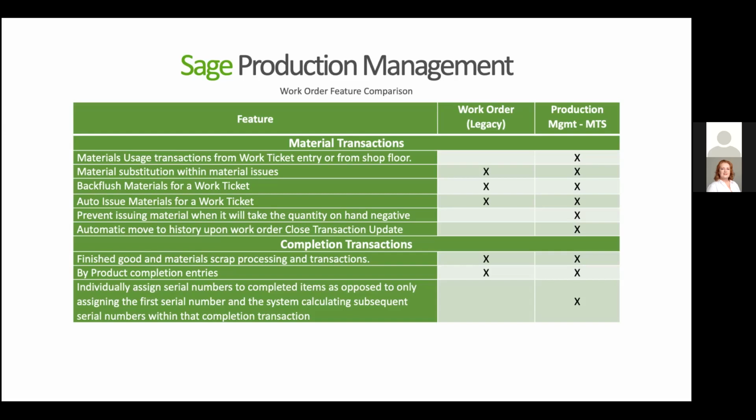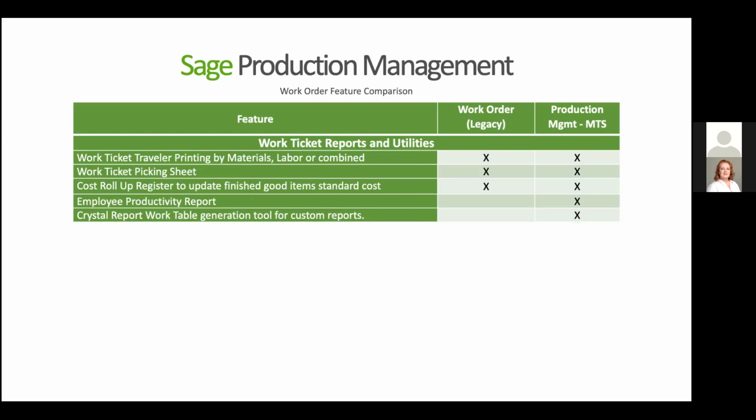And I told you guys, there's a lot of information we have to get through. I do appreciate it. I wanted to make sure we talked about all these slides so that when you go back, you can filter through and find the specific area, like work ticket reporting and utilities, that you have a question on. You can see what production management can and can't do in regards to legacy work order, or if you're looking at operations management.